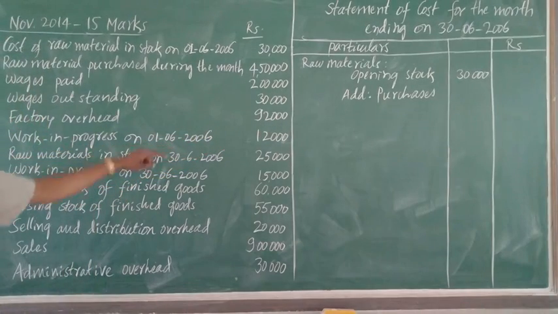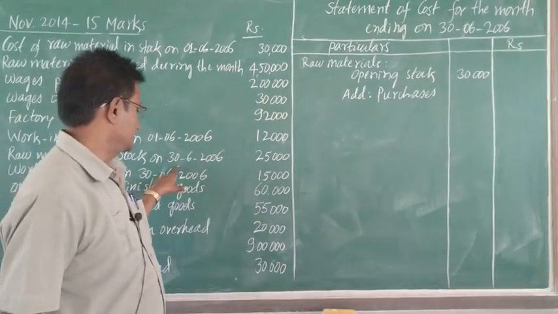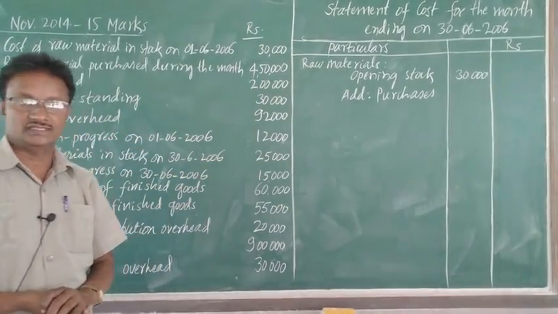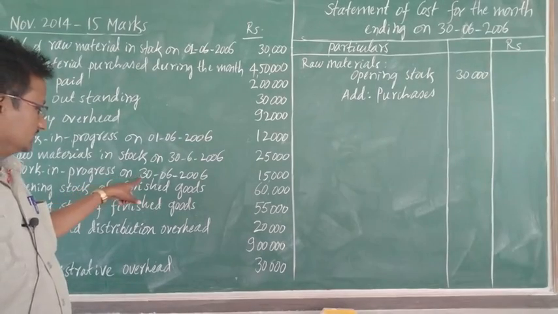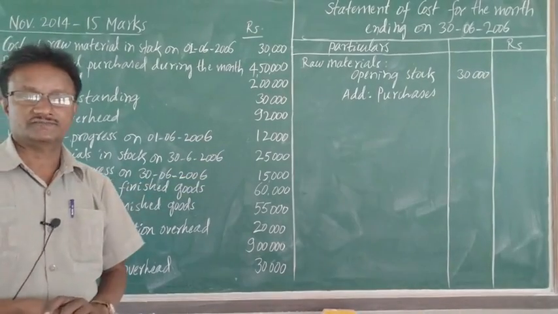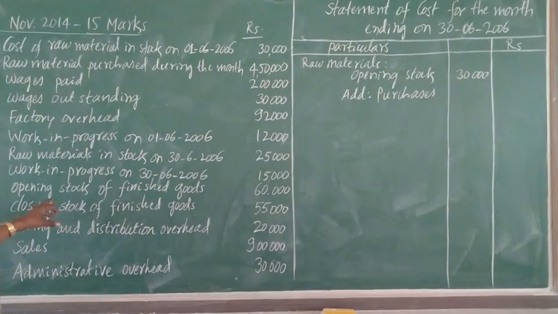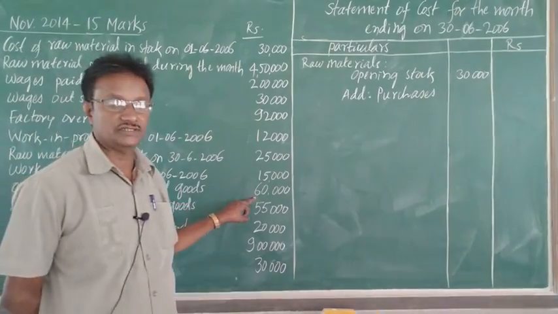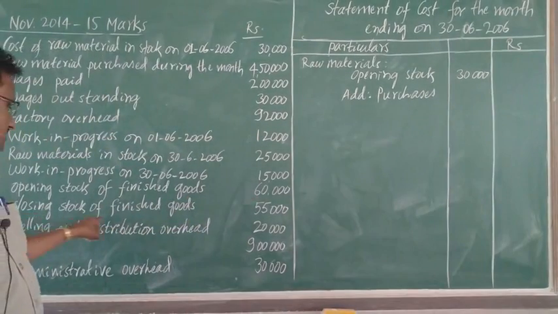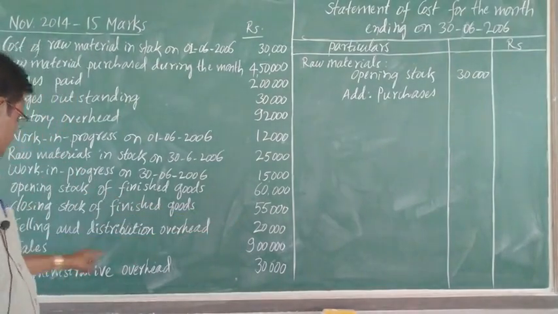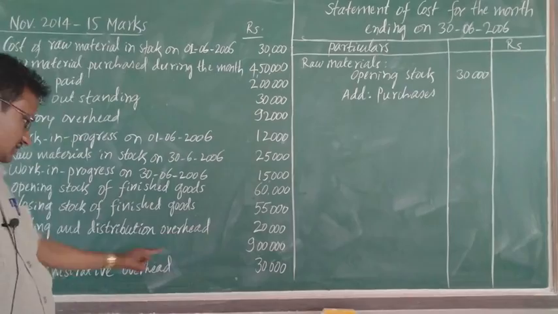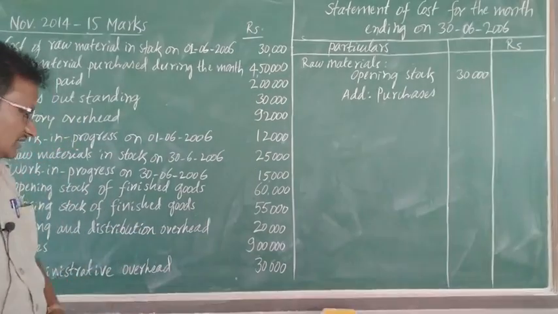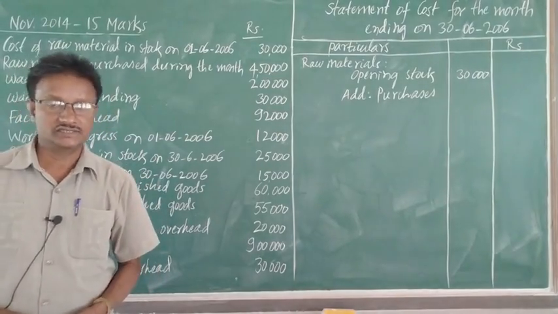Work in progress 12,000. Raw materials in stock on 30th/6/2006 is 25,000. Next, work in progress on 30th/6/2006 is 15,000. Then opening stock of finished goods 60,000. Next, closing stock of finished goods 55,000. Selling and distribution overhead 20,000. Sales 9 lakh rupees. And last, administrative overhead is 30,000.